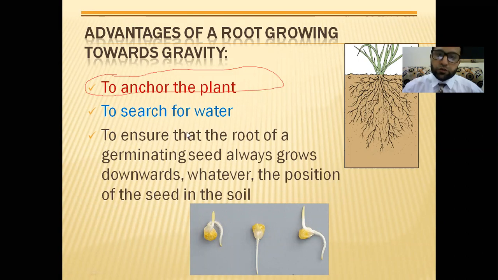Third, to ensure that the root of a germinating seed always grows downward, whatever the position of the seed in the soil. If you put the seed in any direction, whatever the position of that seed, still the root will grow toward the soil, it will move toward the gravity. Okay?